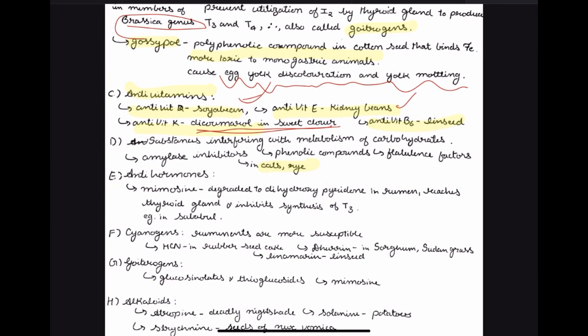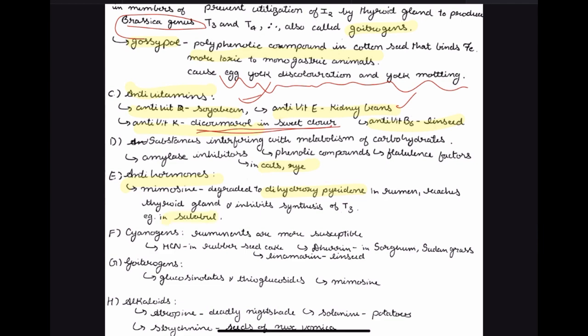Then we have anti-hormones. So they are the compounds which act against the hormones, like mimosin. It is degraded to dihydroxypyridone in the rumen, and it reaches the thyroid gland where it inhibits the synthesis of thyroid hormone. Okay, and it is present in subabul.